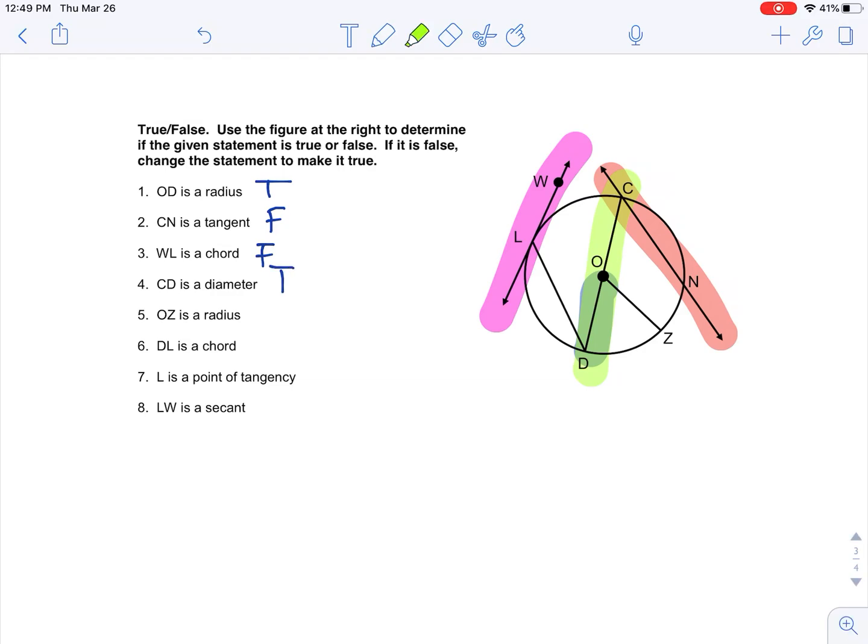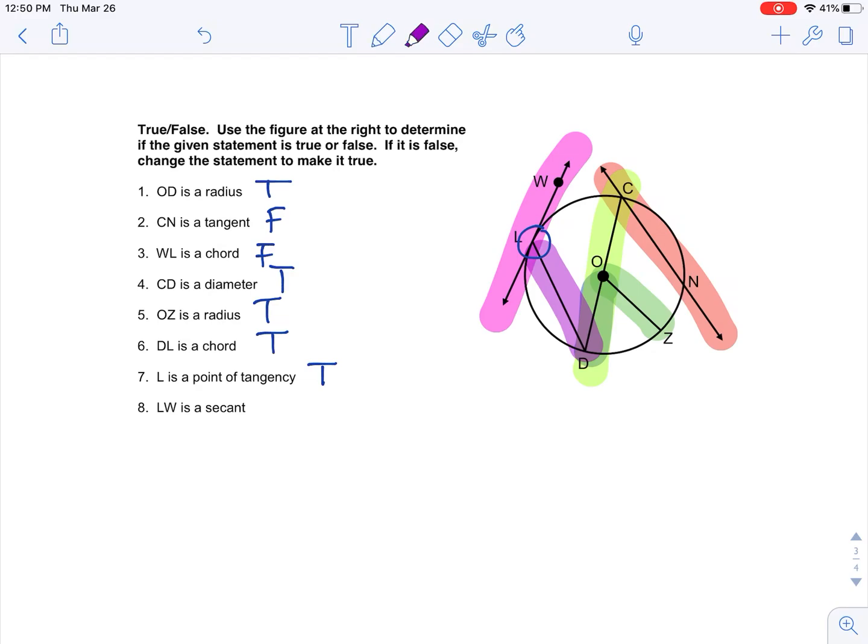True. OZ is a radius. Yeah, that's another radius. Nice. DL, oh, this one over here. DL is a chord. Yes, that does look like a chord, so that's true. L, well, let's just look at it. L is a point of tangency. Well, that would mean that WL is a tangent. Is WL a tangent? Yeah, it is a tangent. It's touching at L, so that's true.